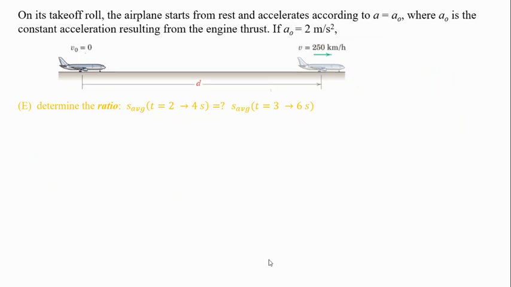But here's another way to do part E. If you really wanted to, you can apply the definition of average speed, which is equal to distance over time. But we don't know what the distance is. We know what the time is.